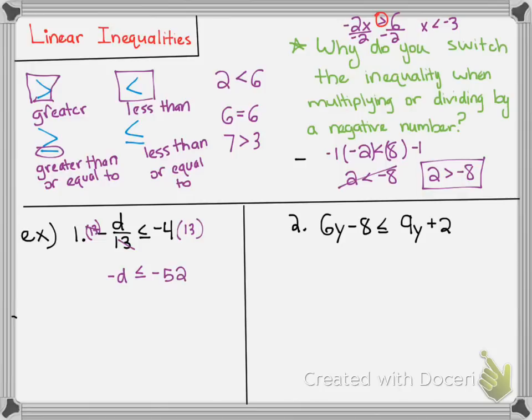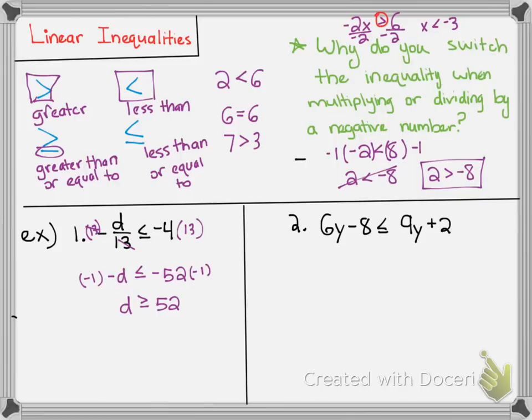Okay? And then I still have a negative d. Remember, whenever you're solving, you want to end up with the positive variable, alright? So if I multiply both sides now by a negative 1, and flip the sign, because I'm multiplying by a negative, I end up with d is greater than or equal to 52. So that's the first option.